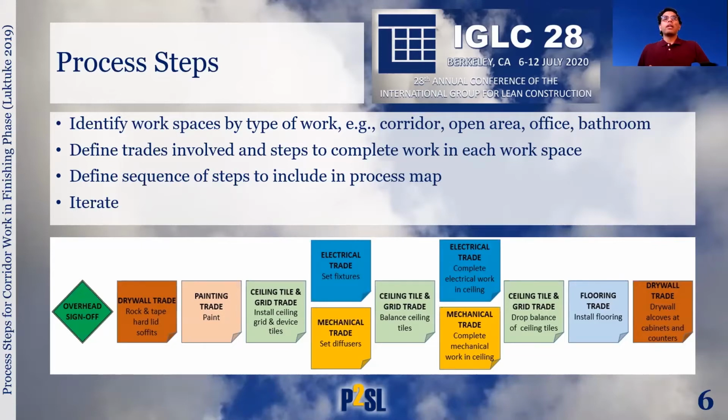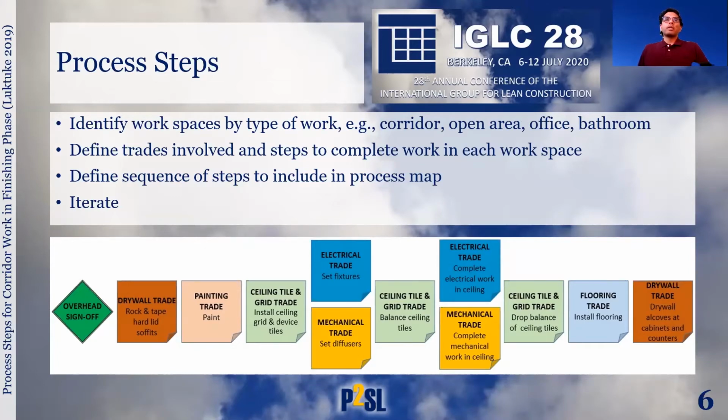With these questions in mind, different workspaces are identified for which the team defines these processes. In the second case study, these spaces included corridor space, open areas, office spaces, and bathroom. So each step will be performed by a single crew of trade partners based on their designated scope of work and how that work is structured.